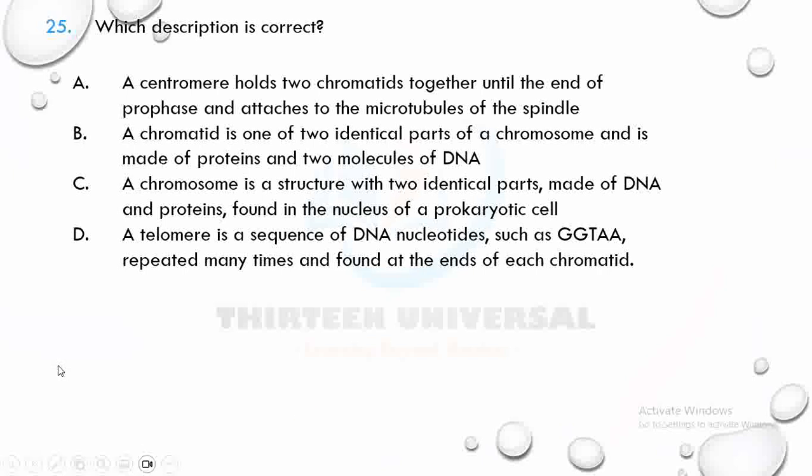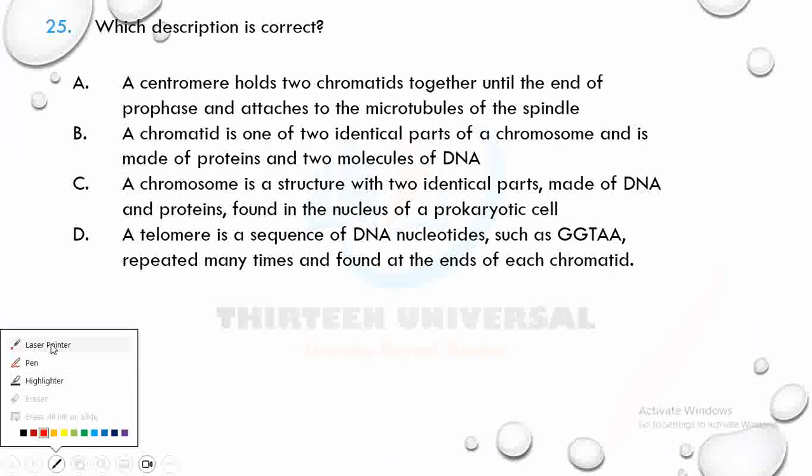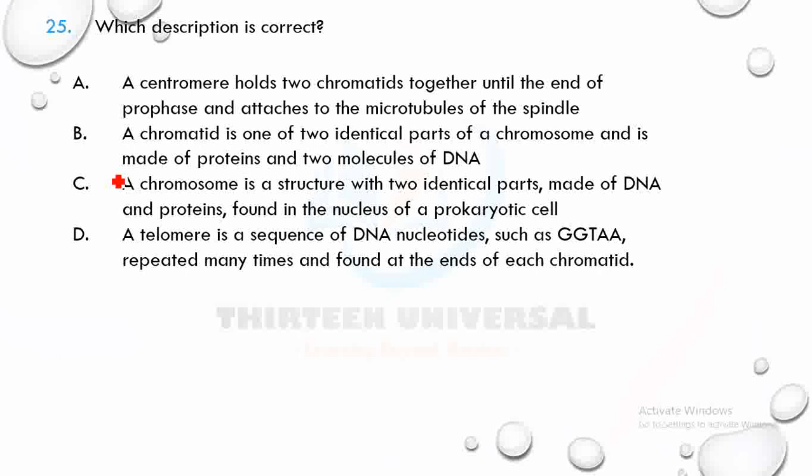Which description is correct? Let's look at it. A says, pause the video and try it. A centromere holds two chromatids together until the end of prophase and attaches to the microtubules of the spindle. Okay, it does not hold it until the end of prophase. It holds it until the end of anaphase.